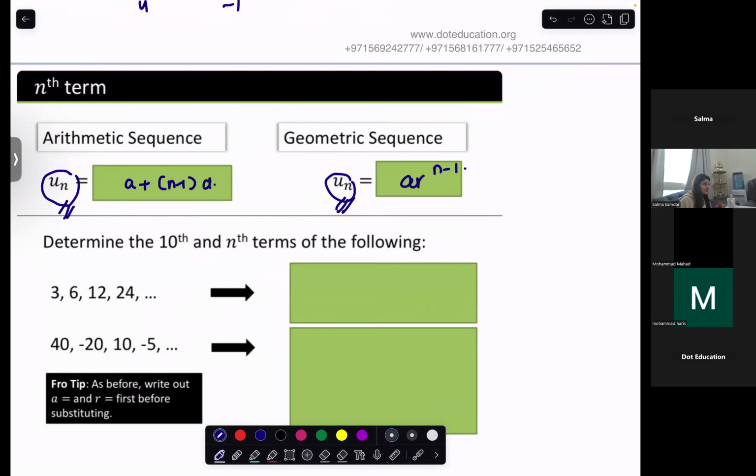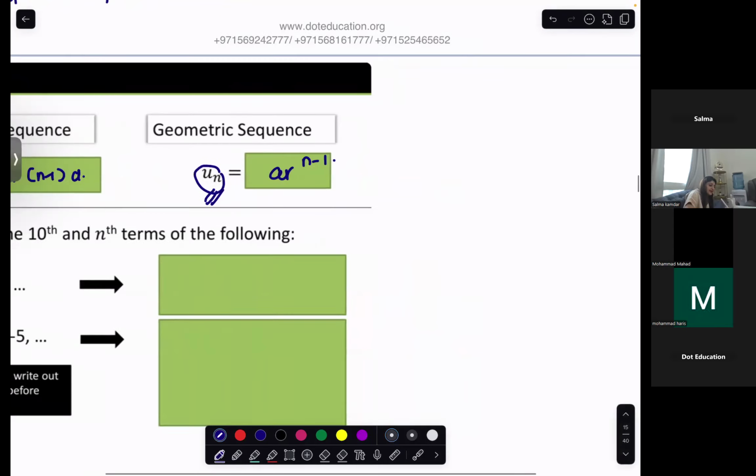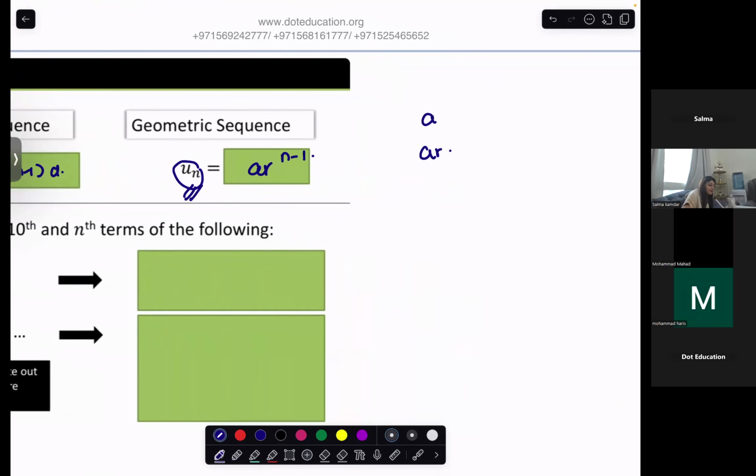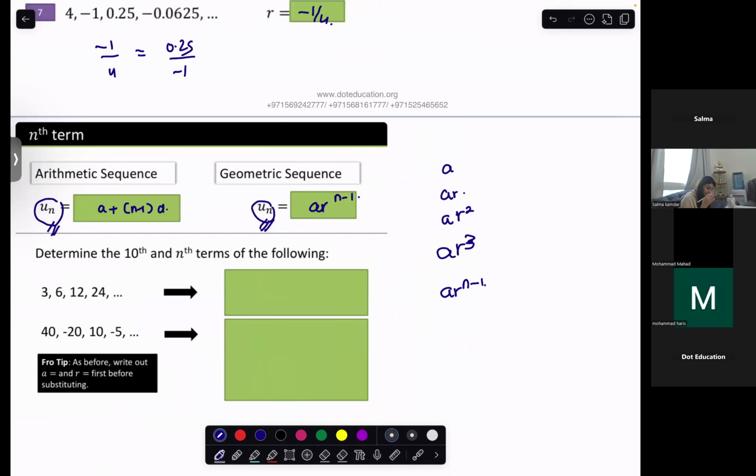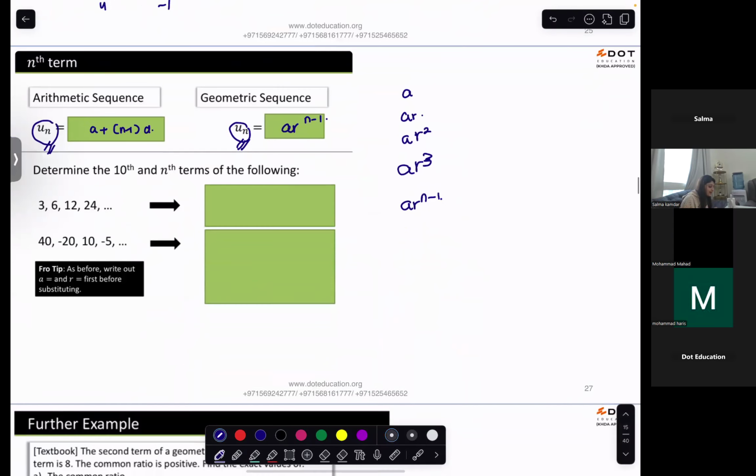So, in a geometric sequence, my first term would be A, second term would be AR, third term would be AR square, fourth term AR cube, nth term AR to the power n minus 1. Lovely. Okay, so I have to determine the 10th and the nth term of the following series.